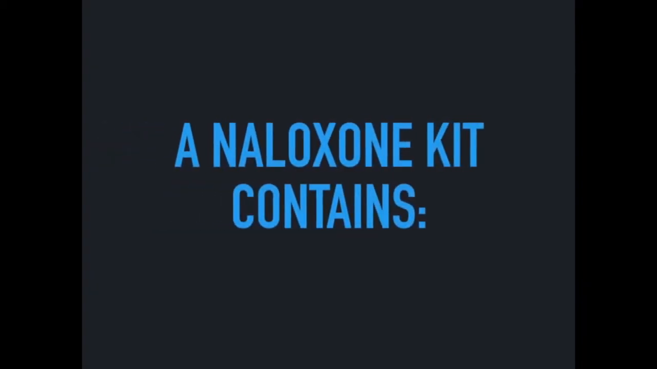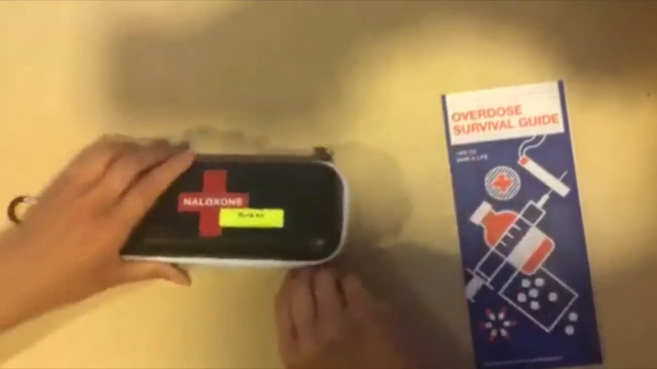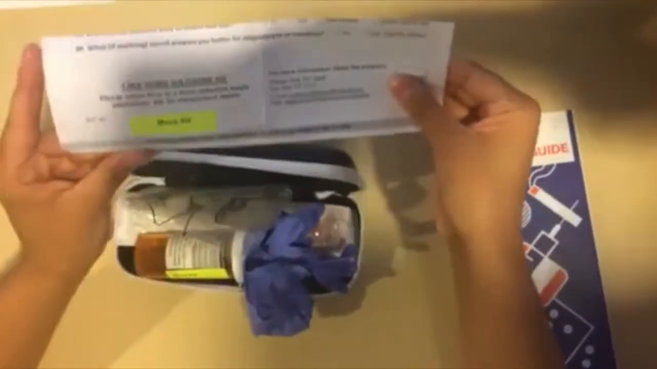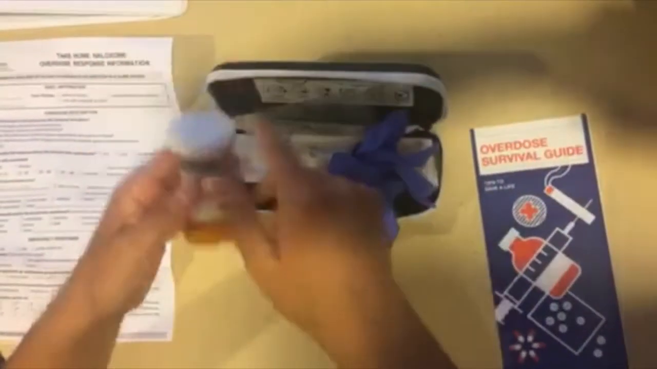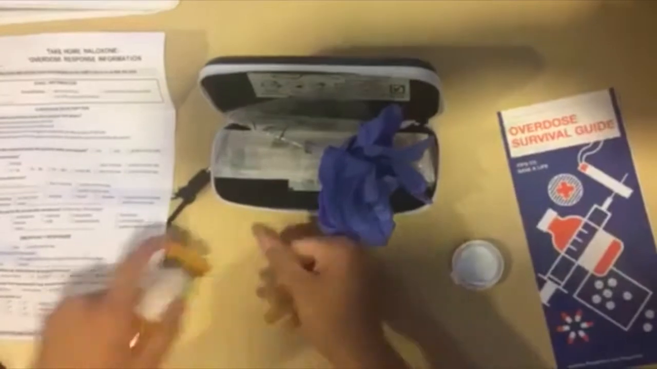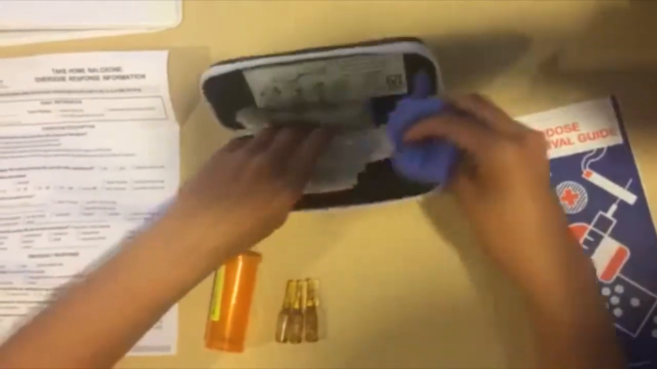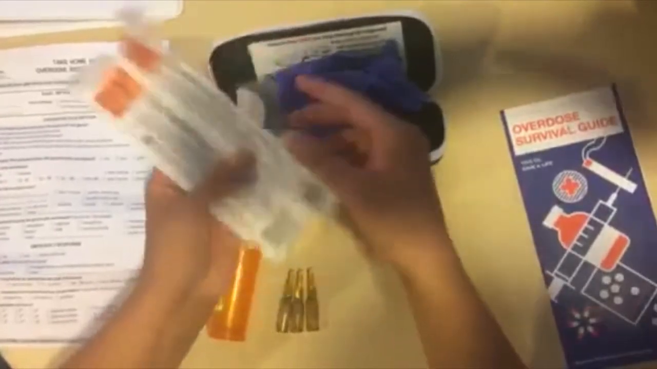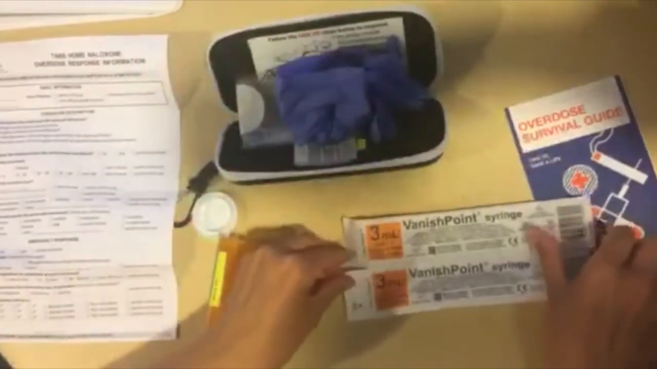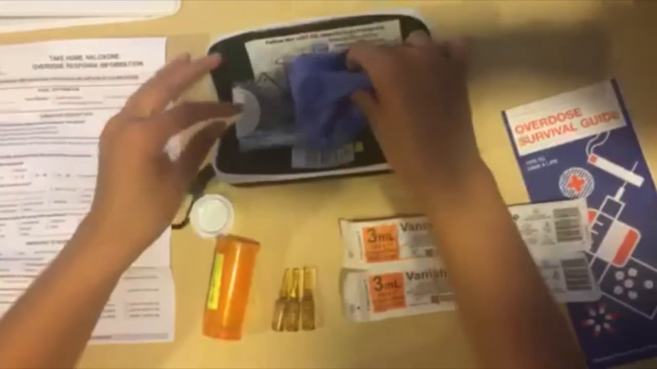A naloxone kit contains the tools necessary to help someone in the case of an overdose. The kit contains a naloxone checklist that should be filled out after an emergency, 3 ampules of naloxone, 3 Vanish Point intramuscular needles that will be used to administer the medication, and after the needles have been activated, they will retract for safety.